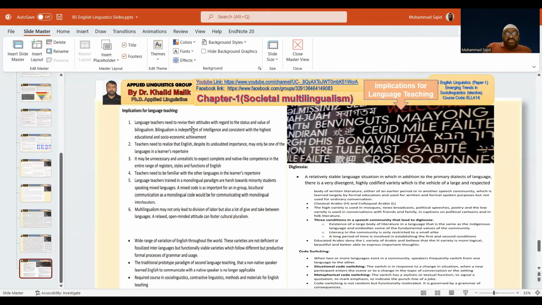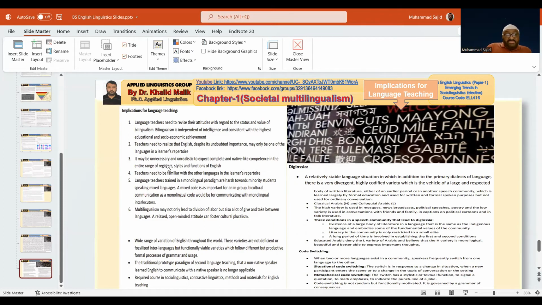Language teachers need to revise their attitude with regard to the status and value of bilingualism. Bilingualism is independent of intelligence and consistent with the highest educational and socio-economic achievement. Number two, teachers need to realize that English, despite its undoubted importance, may only be one of the languages in a learner's repertoire.